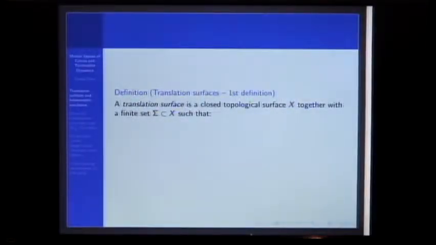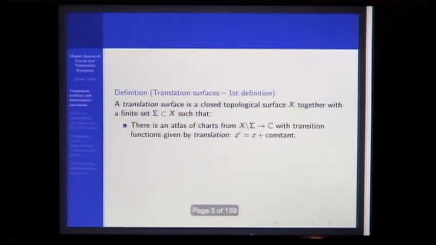So I'll start by introducing the so-called translation surfaces. I'll give you two definitions. They are equivalent. The first one: a translation surface is a topological surface with a finite set of points called sigma satisfying the following conditions. First, away from sigma, there exists an atlas of charts mapping to the standard Euclidean plane, the complex plane C, and the transition functions for these charts are all given by translation. In other words, if two charts overlap, then the coordinates differ by some constant.